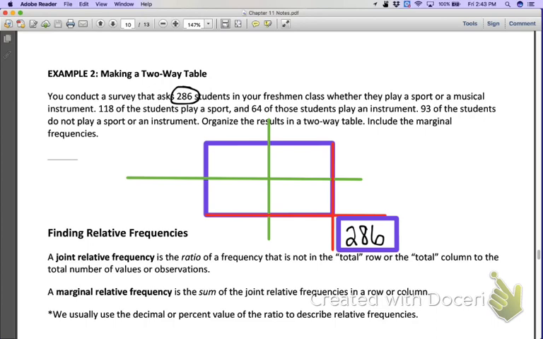Now, does it matter which one, and I should have drawn my square a little smaller probably. Does it matter which one goes on top or the side in terms of it being music or sport? No, it's completely up to you. Okay? So, I'm just going to put sport over here to the side and then music on top. So it's as simple as yes and no, correct?